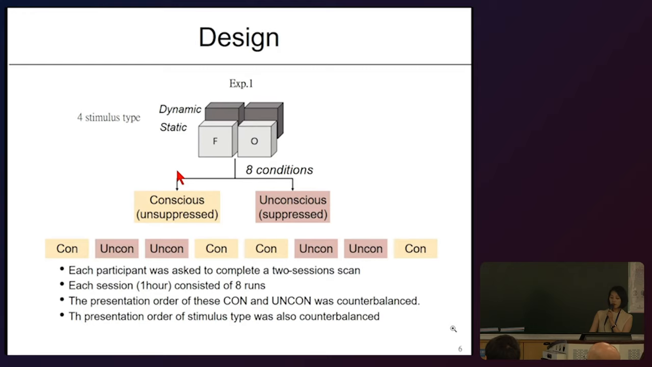During the formal study, each participant was asked to complete a two-session scan. Each lasts for 1 hour and consists of eight rounds. The presentation order of our conscious and unconscious conditions was counterbalanced, as was the stimulus type. And this is experiment one. If it is experiment two, we simply replace objects with things, and all the other designs remain identical.